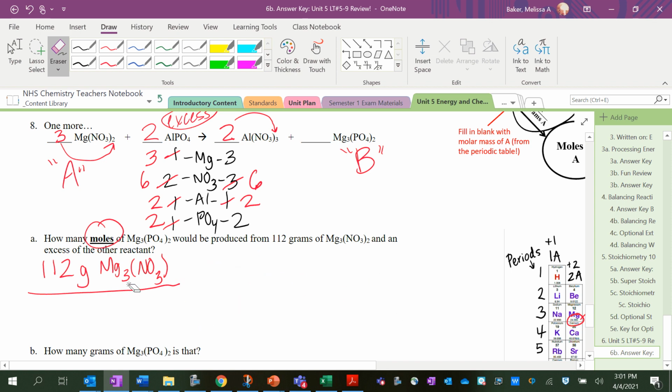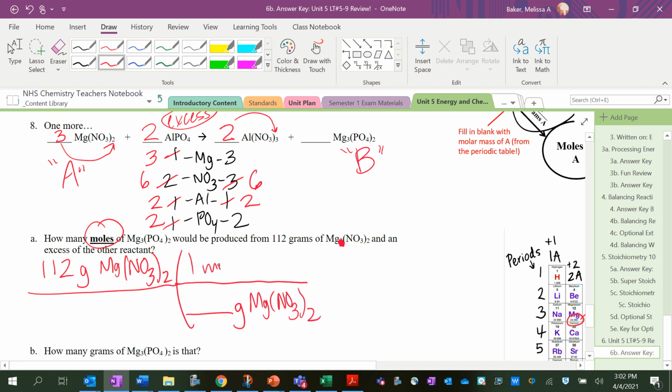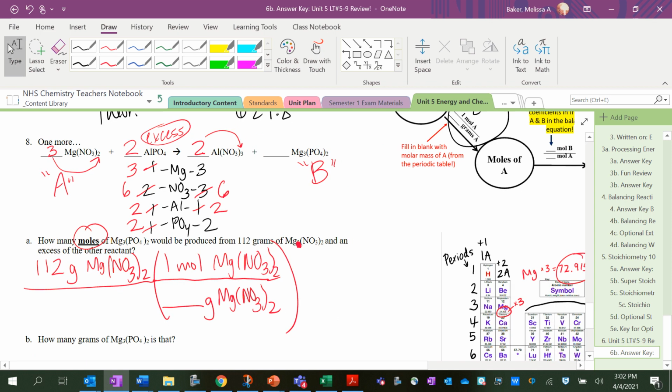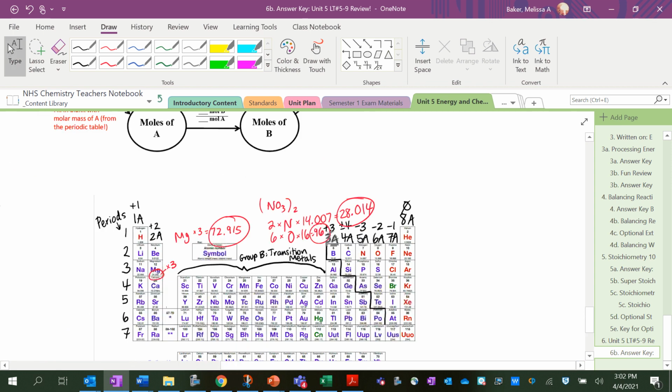Sorry, guys. This is good practice. This is real world right here. This was written wrong. It should be MgNO32. Okay, this would be a little easier. MgNO32. I just started thinking, I'm like, how is this even possible? Okay, blank grams of MgNO32, 1 mole MgNO32. Okay, going back to this.